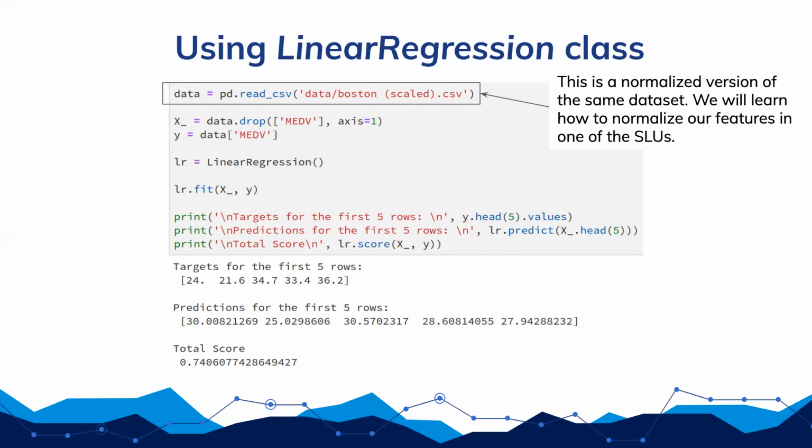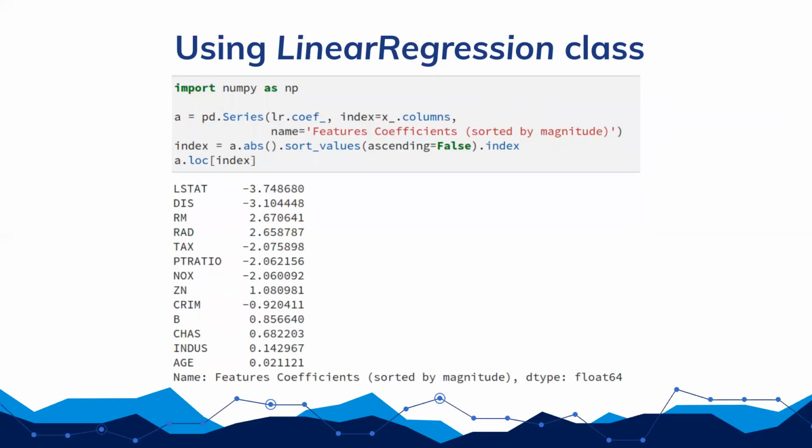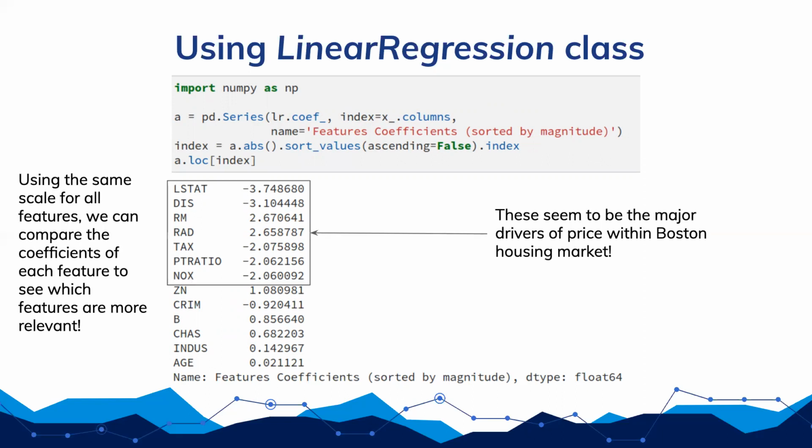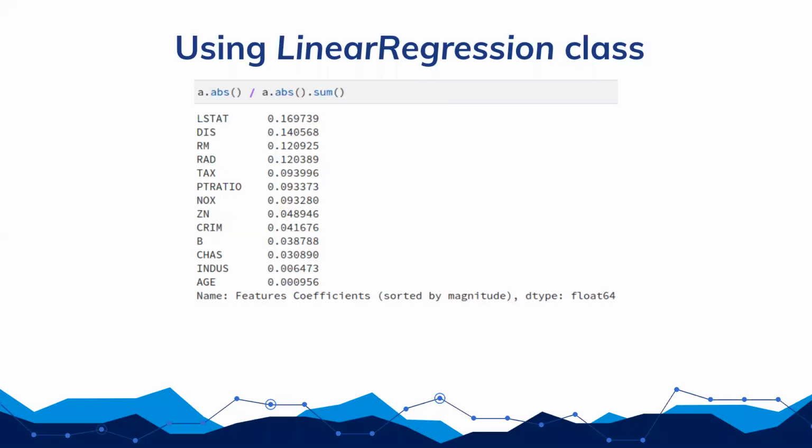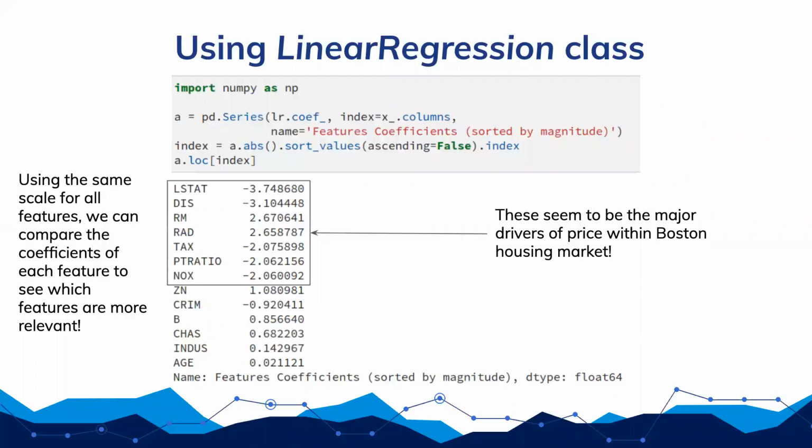It runs exactly the same commands, and then the coefficients you get are completely different and reordered, right? So now the pollution is actually not even in the top 5 most important coefficients. And so the other ones would be the major drivers for the house prices in Boston in this scenario.